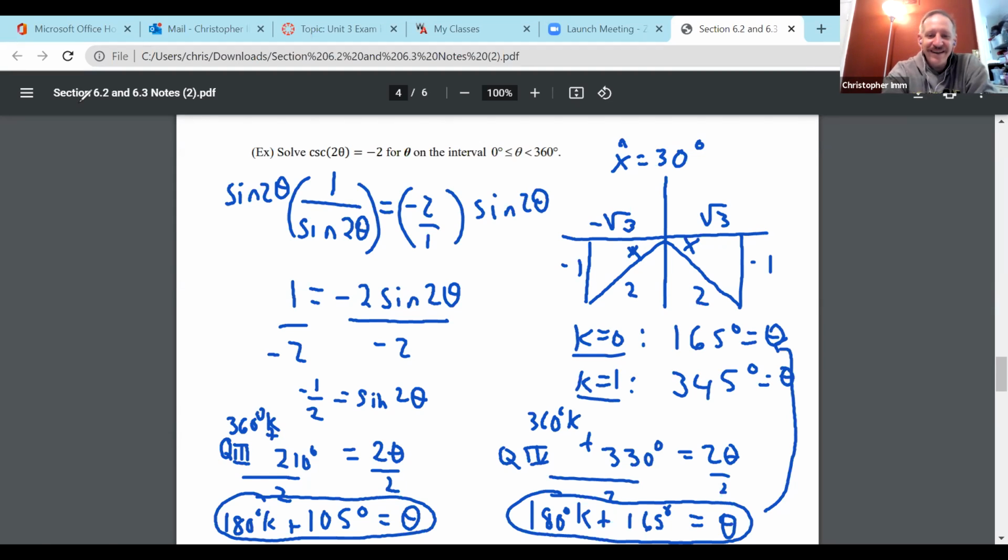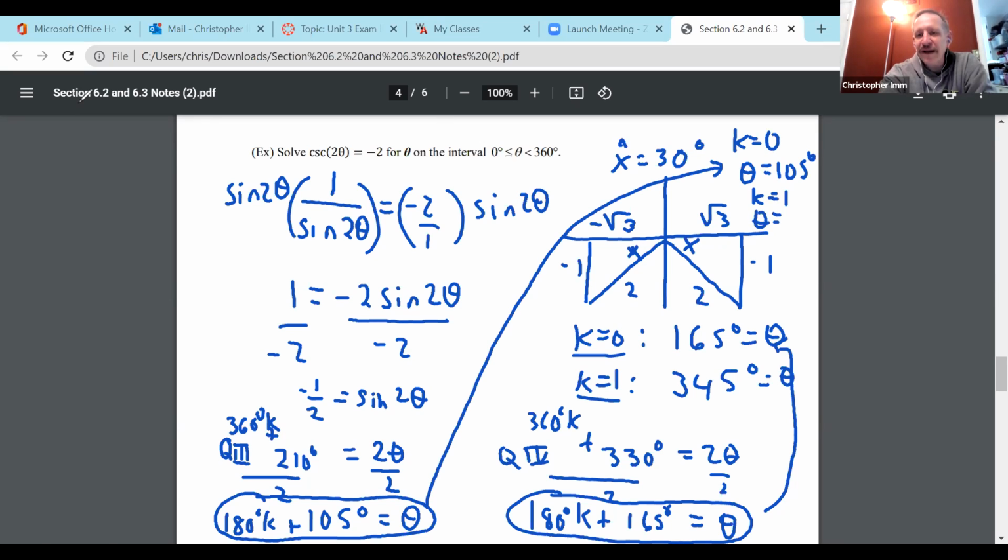And so for this one, totally running out of space here. So here, when k is equal to 0, I have theta is equal to 105. And finally, when k is equal to 1, I have theta is equal to 180 plus 105. That's 285, right? So these would be the 4 that I'm looking for here.